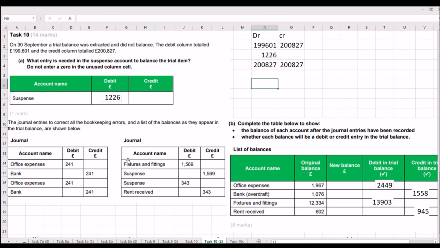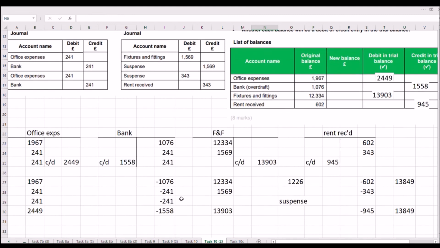Now we've got this one here, and what we've got here is our two journals and our original balances here. And the way to do this one is to set out T accounts. So I've got my T accounts for my office expenses here, which I start with my original balance. The original balance there is going to be an expense. It's a reduction of money out item, so a debit balance. So we've got debit there, and then we post in our debit ones, one debit 241 and another debit 241, and that means that our carry down figure is going to be that.